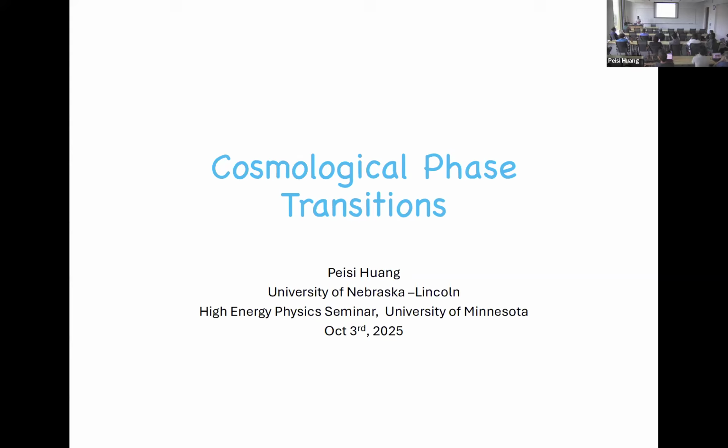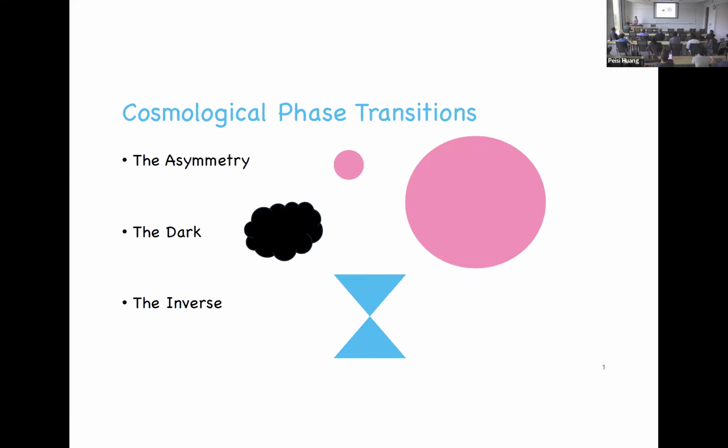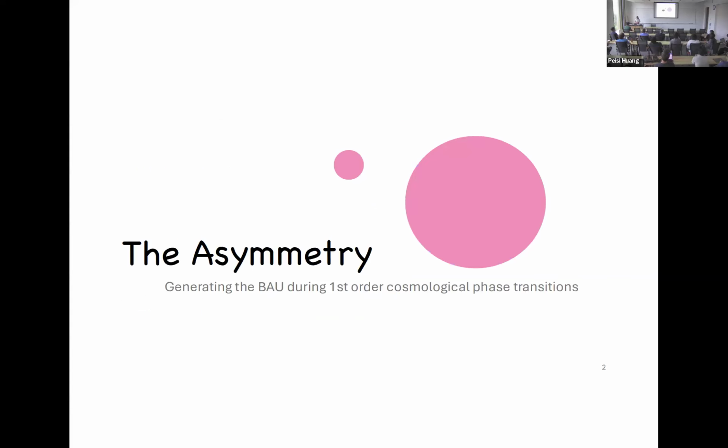I'm going to talk about cosmological phase transitions, and in particular, some of the interesting phenomena that could occur during those phase transitions in the early universe. So I will talk about three things. I call them the asymmetry, the dark, and the inverse. We'll get to what they are. So let me start with the asymmetry.